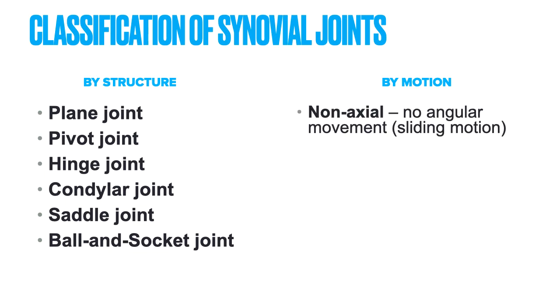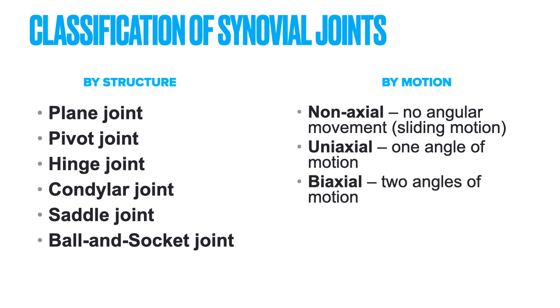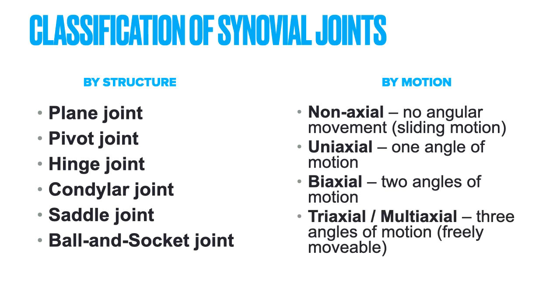So if it's non-axial, that means there's no angular movement, only a sliding motion. Uniaxial is going to be one angle of motion. Biaxial means two angles of motion will be allowed. And then tri or multi-axial, three or more angles of motion, meaning it's basically freely movable.